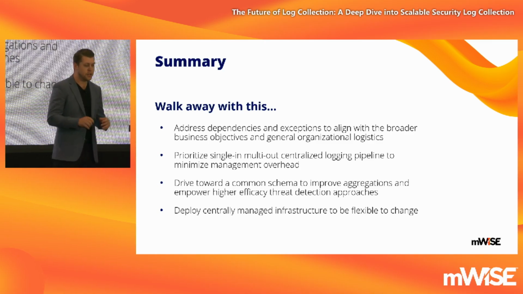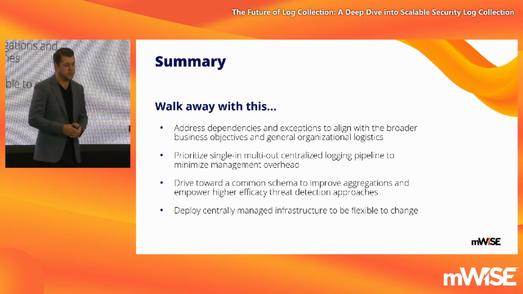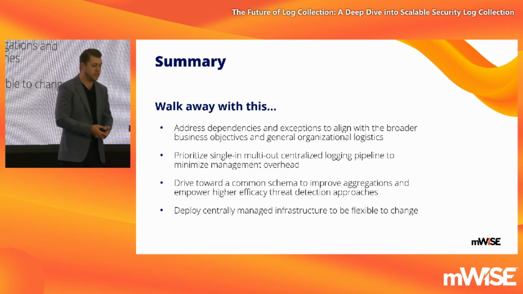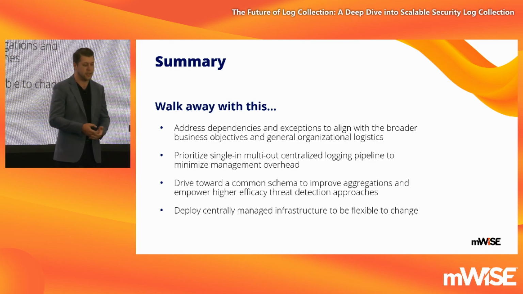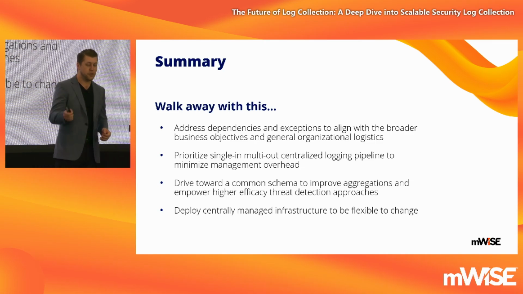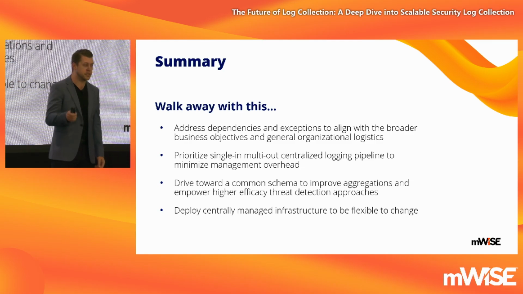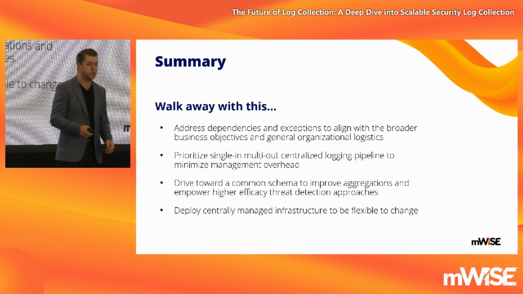First one, every organization is different. You have to be flexible and adapt to the business. So depending on the organization dependencies, any exceptions, you have to be flexible and agile in order to accommodate and make sure you're still following your framework. Next thing is, I really want to call this one out, is prioritizing single in, multi-out centralized logging pipeline. It is such a huge benefit to say, oh, we got a new log source, we get it to this destination, but we need to send it 3 different places.